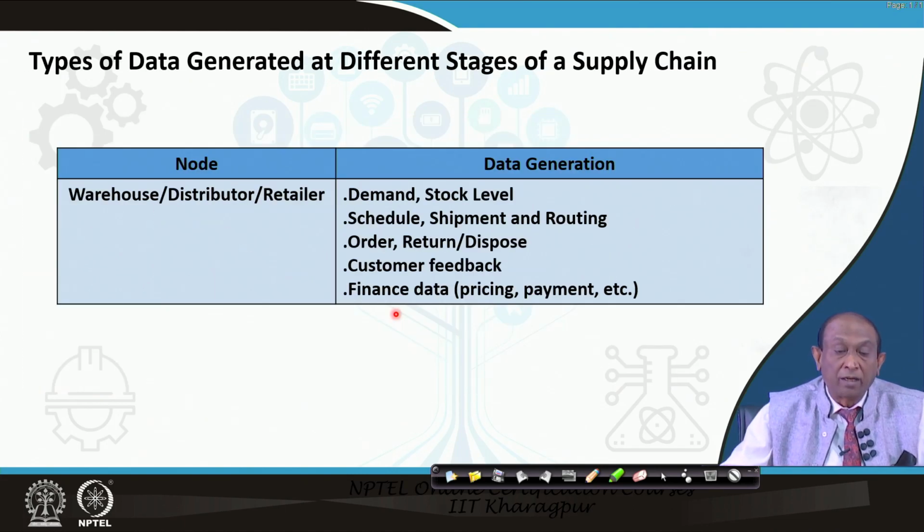Let us look at the nodes, for example, on the downstream side: warehouses, distributors and retailers. Data that are generated are demand, the stock level, the schedule, the shipment and routing, the orders, returns, disposals, customer feedback, the finance data, etc.